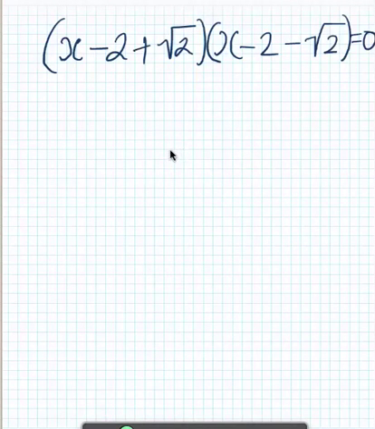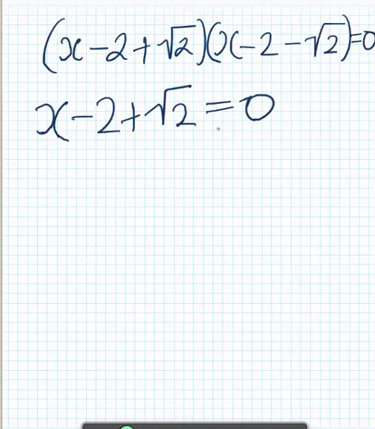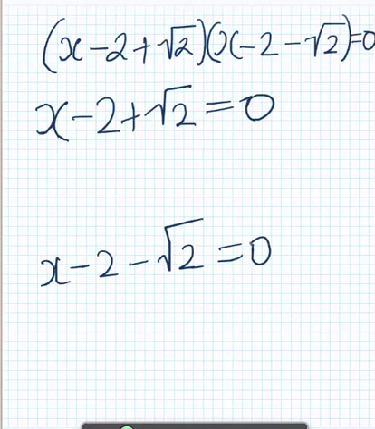To solve this, using the null factor law, we make each bracket equal to 0. For the first one, we don't need the brackets anymore: x minus 2 plus the square root of 2 equals 0. That's going to give us one x-intercept. The other one will be x minus 2, instead of plus now, minus the square root of 2 equal to 0. So now let's solve each one.